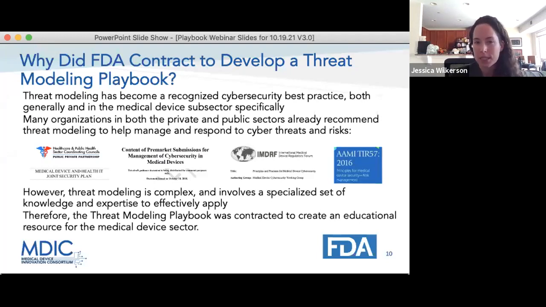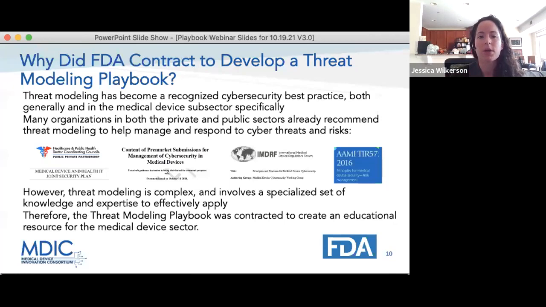And what exactly is it about threat modeling? Why did we think this was important enough to dedicate 2 years and multiple staff members' time to this? It's because of what's here, right? Threat modeling has become a recognized cybersecurity best practice, both generally, so not just in healthcare but across all sectors in cybersecurity as a rule, but also within the medical device subsector.